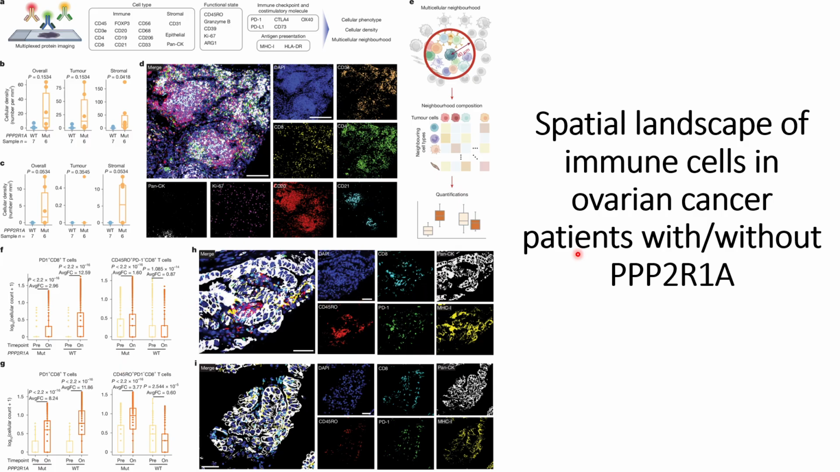This is what they find out about the spatial landscape of the immune cells in ovarian cancer with and without PPP2R1A on treatment with ICB, that is, immune checkpoint blockade, and how it is different from the case where there is no treatment of immune checkpoint blockade.